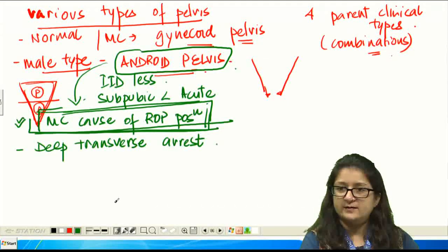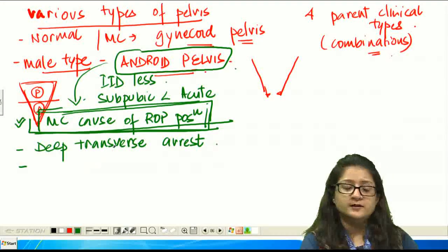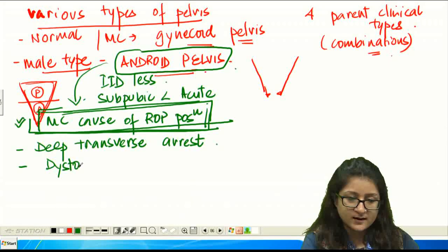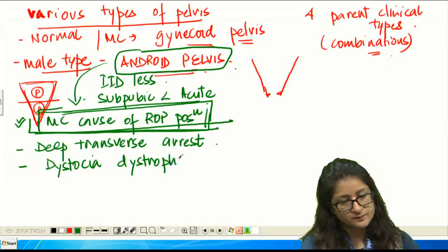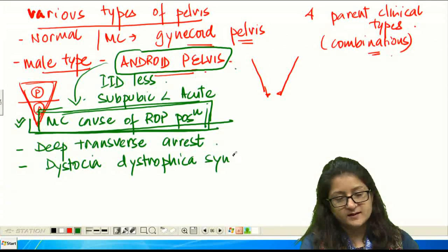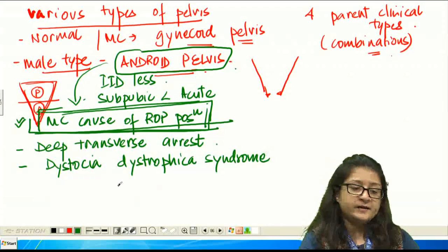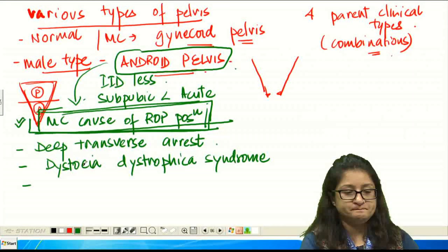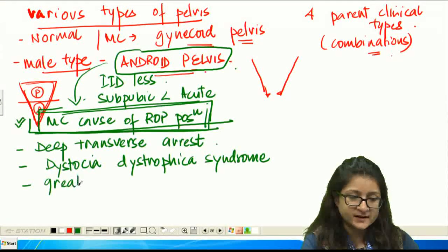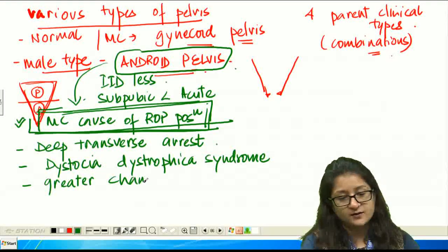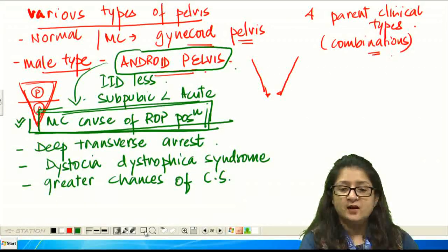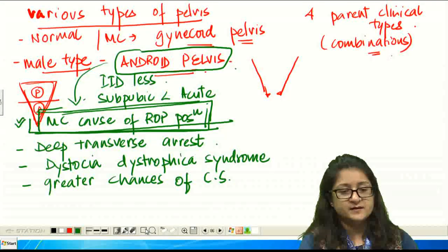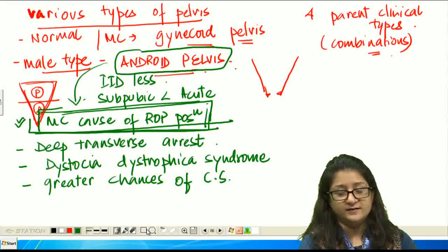That is seen with this pelvis. Another important point about this pelvis is that dystocia dystrophica syndrome is seen with this pelvis. Another important point is that there are greater chances of cesarean section with this particular pelvis. So these are the important points about the android pelvis.